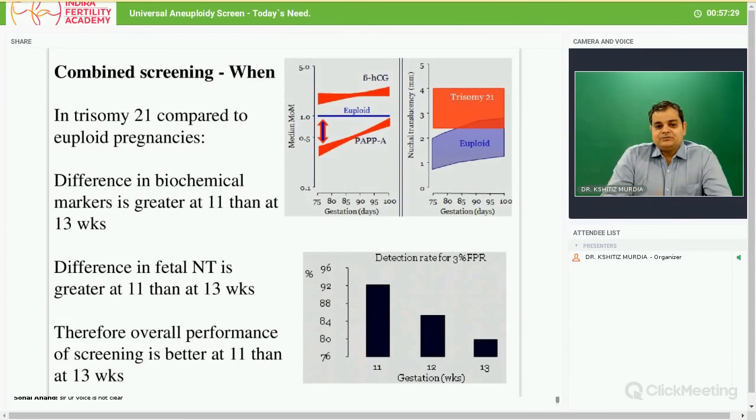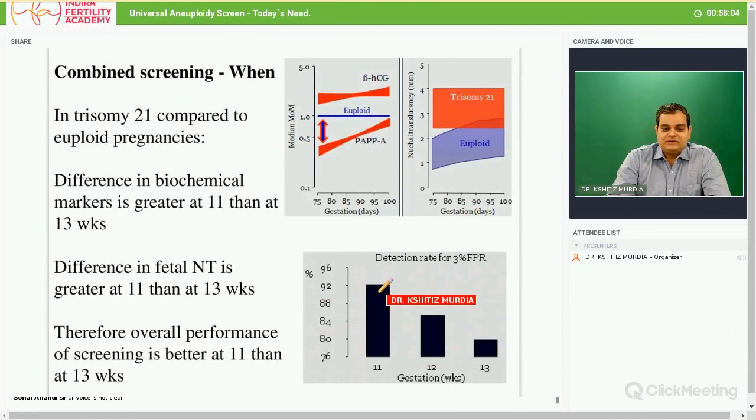Next thing that comes up is when to do the combined screening test. If we look at the biochemical markers as well as the NT, the difference between the biochemical markers from an euploid and trisomy 21 is maximum when the gestational age is 11 weeks. Similarly, the difference in the fetal NT is greater when we take NT at 11 weeks rather than at 13 weeks. So the overall performance of the combined test is best when it is done at 11 weeks.